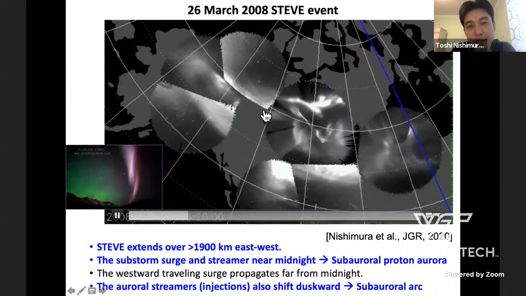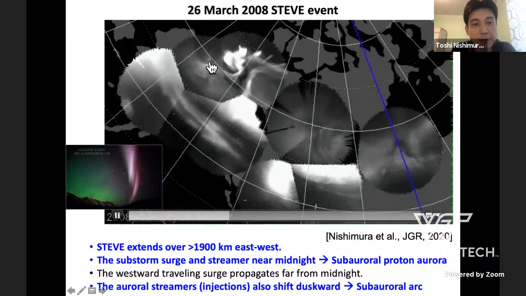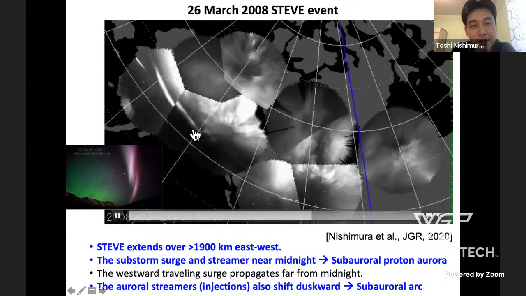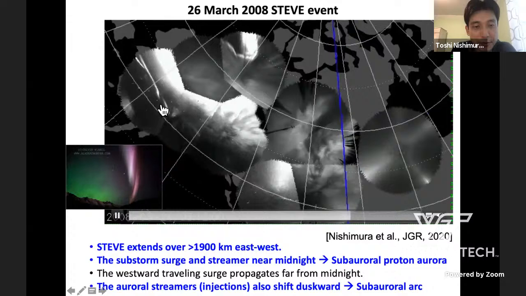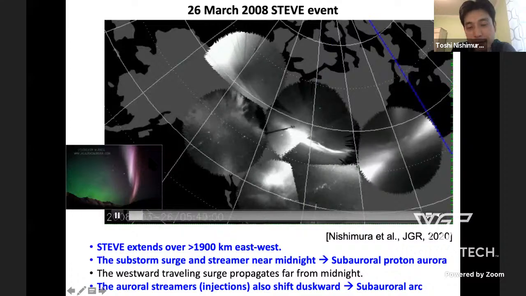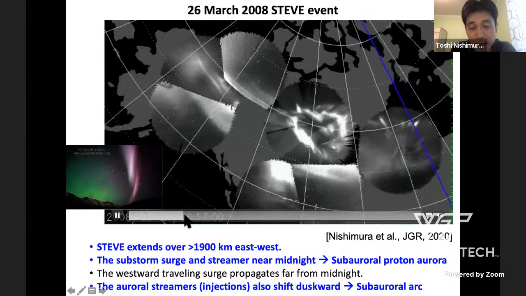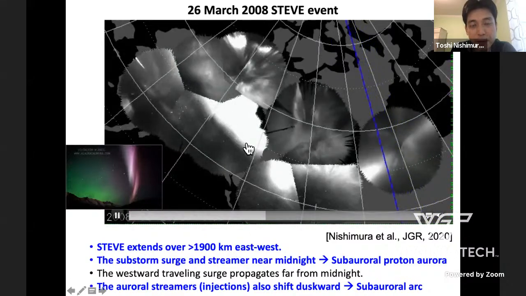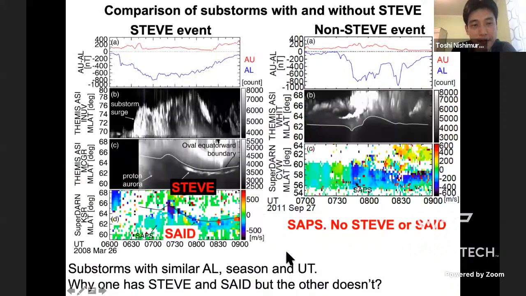Now the surge is still here. It comes with multiple intensifications. Then we see lots of streamers running down, and then we start to see STEVE right at the same longitude. More injections are coming, and then STEVE lasts for 1 hour or so. This is a citizen scientist photograph confirming this is a real STEVE event. So apparently there are some special magnetospheric conditions providing lots of energy to the dusk side, far away from midnight. So that's one feature to keep in mind. And we're going to compare that to another event without STEVE and see what kind of difference we see here.